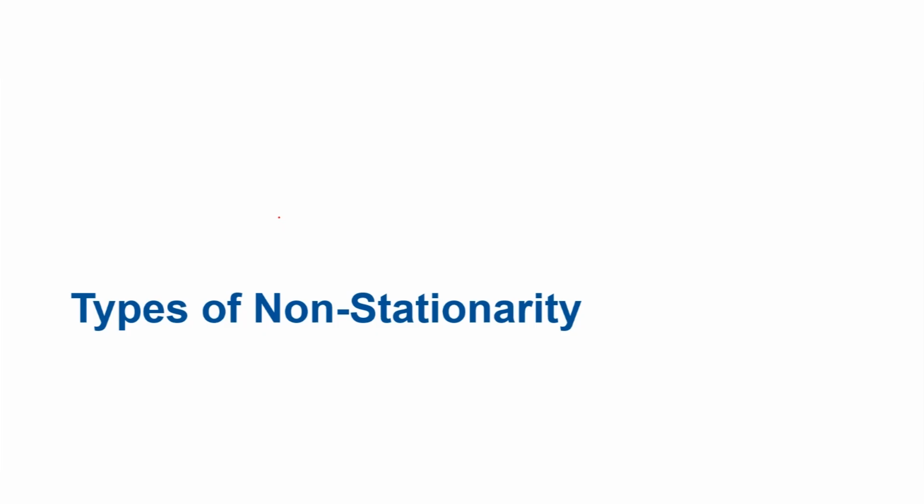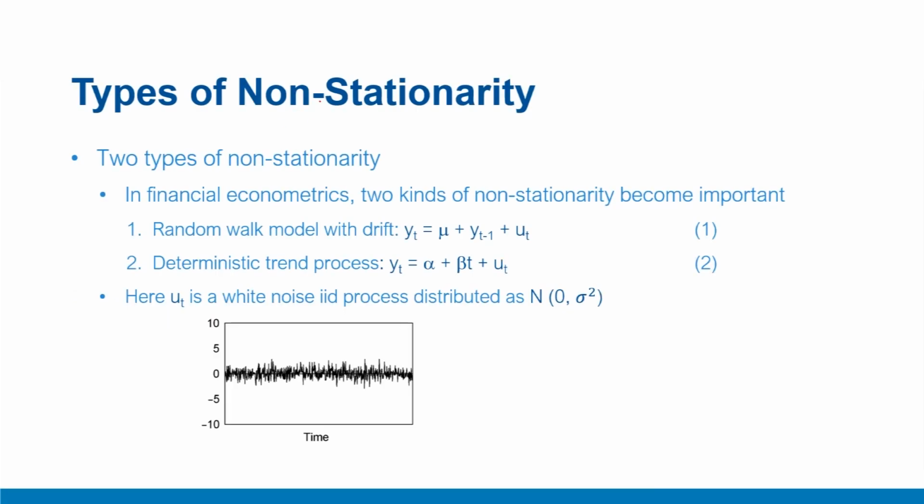In this video, we'll discuss the two key types of non-stationarity and their key characteristics. Let us introduce the two key types of non-stationarity in financial econometrics. The first important non-stationarity is the random walk model with drift. This is also called stochastic non-stationarity.